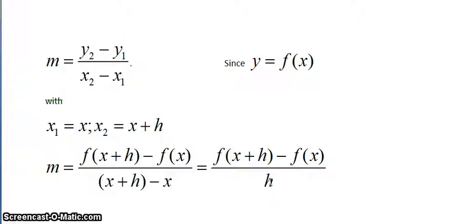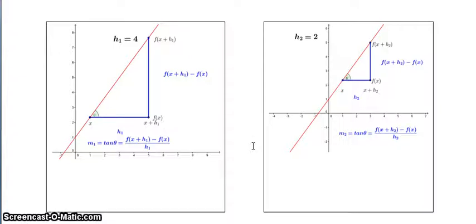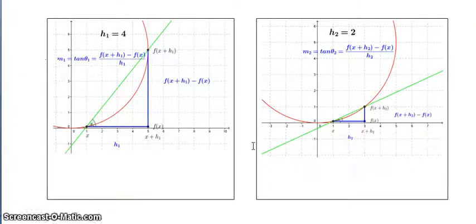Now let's apply this definition to a straight line. We've taken two values of h, equal to 4 and h equal to 2, and as you can see, in both cases the slope of the straight line is the same. Now let's apply our general definition to a curve y equals f(x). In this case the slope m is different for the two values of h.